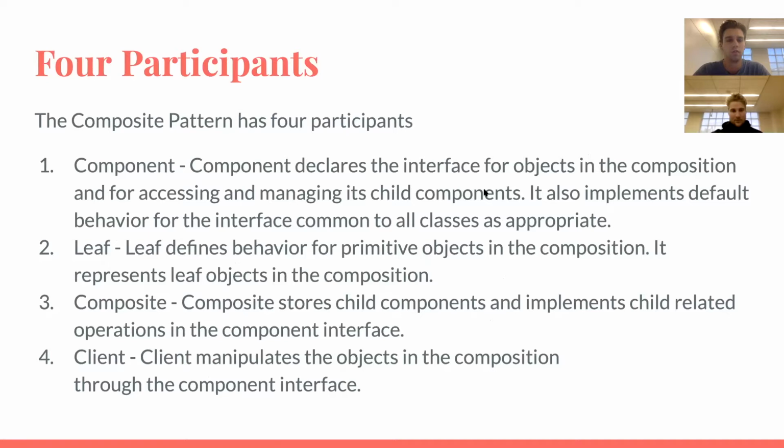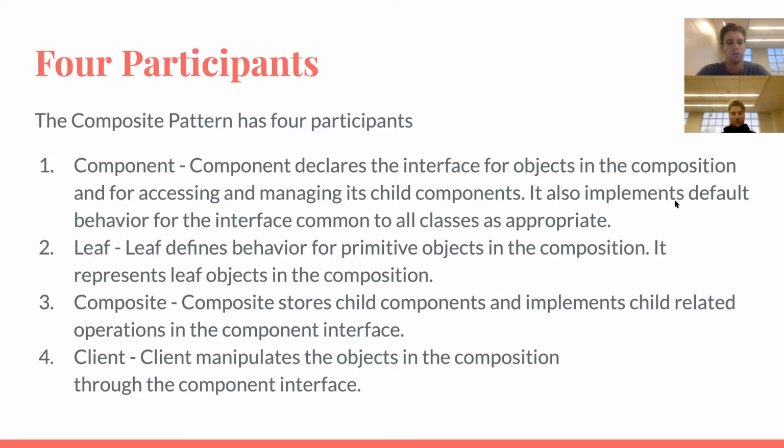So there's four main parts of the composite pattern. The first part is the component, which declares the interface for objects in the composition and for accessing and managing its child components. It also implements default behavior for the interface common to all classes as appropriate. So basically it just sets the outline for all of the child classes.